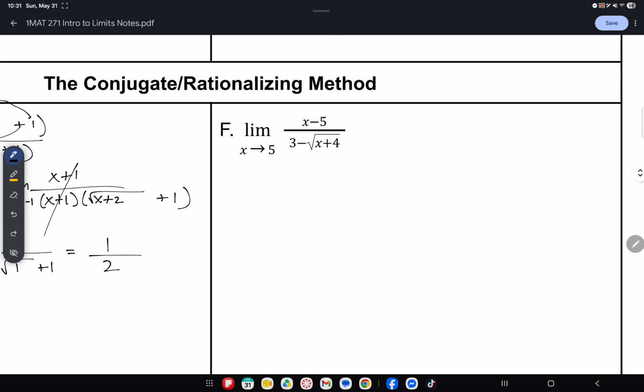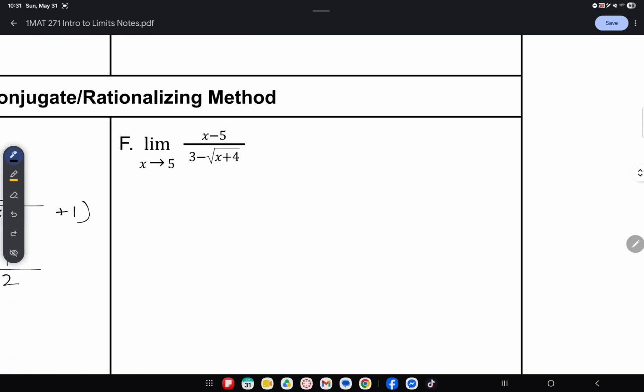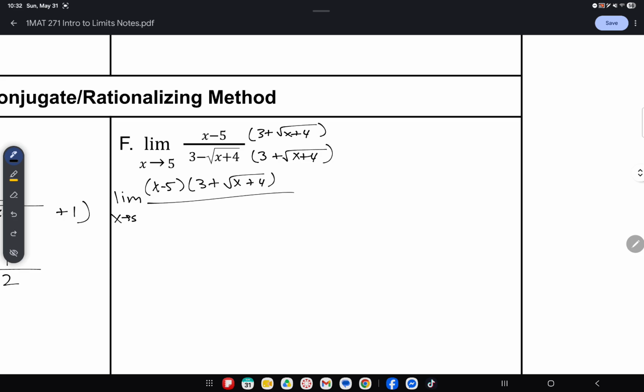We're going to do the same thing over here. So I probably want a factor of x minus 5 to cancel out. So I'll multiply by the conjugate, 3 plus the square root of x plus 4. In the numerator, I'm not going to distribute that out. I'm going to leave that as x minus 5 times 3 plus the square root of x plus 4. But in the bottom, I will multiply that out. 3 times 3 is 9. The middle terms will cancel out, but I'm left with minus x plus 4.